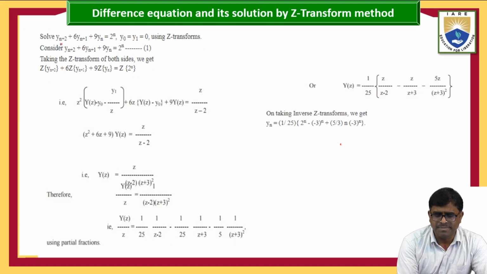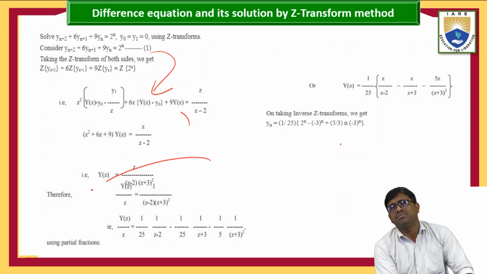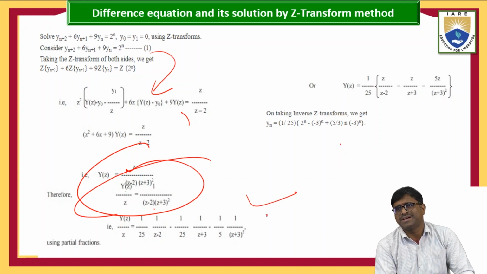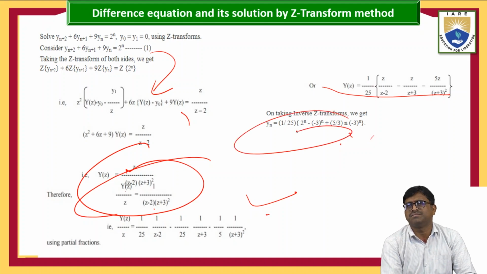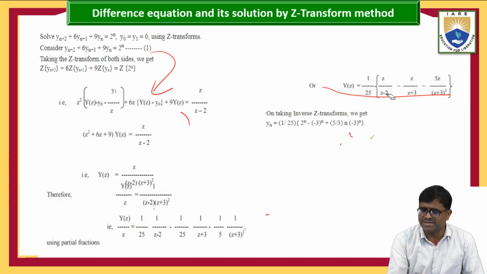Take this problem: Y of n minus 2 plus 6 into Y of n minus 1 plus 9 Y of n, and so on. The same way, I take it as equation one. For this equation one, apply the Z transform. In the Z transform we get the formation of Y of Z. After that, apply partial fractions, and for finding the partial fraction values we get the equation. Then apply the inverse Z transform. This is the procedure for solving difference equations.